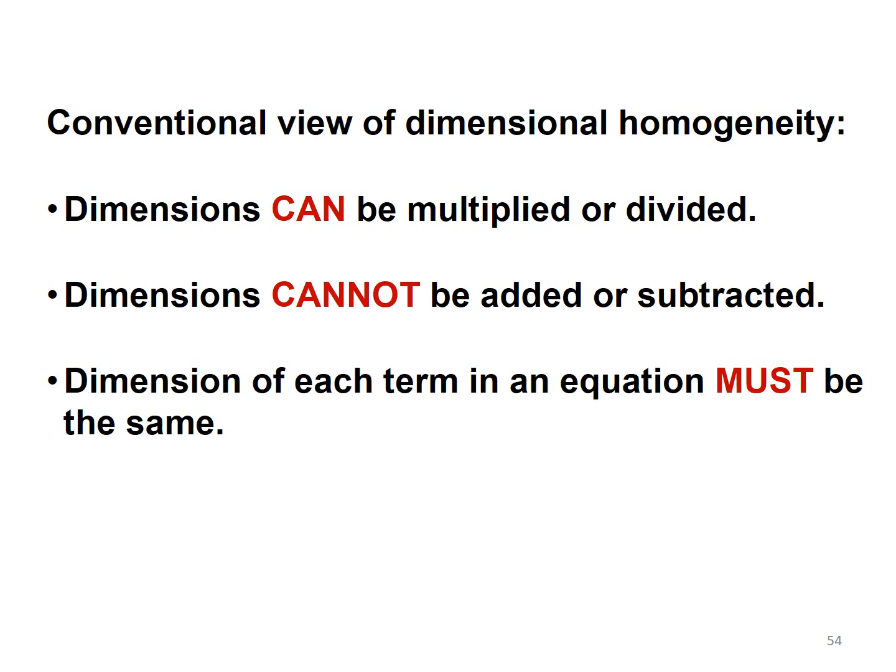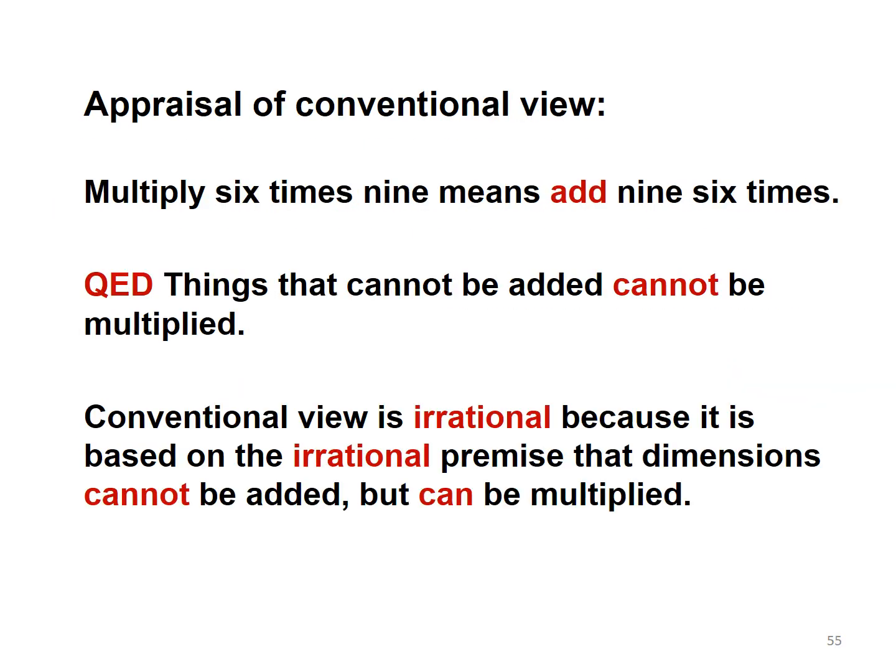In the conventional view of dimensional homogeneity, dimensions can be multiplied or divided. Dimensions cannot be added or subtracted, and the dimension of each term in an equation must be the same. Multiply 6 times 9 means add 9 6 times. Therefore, things that cannot be added cannot be multiplied. The conventional view is irrational because it is based on the irrational premise that dimensions cannot be added but can be multiplied.